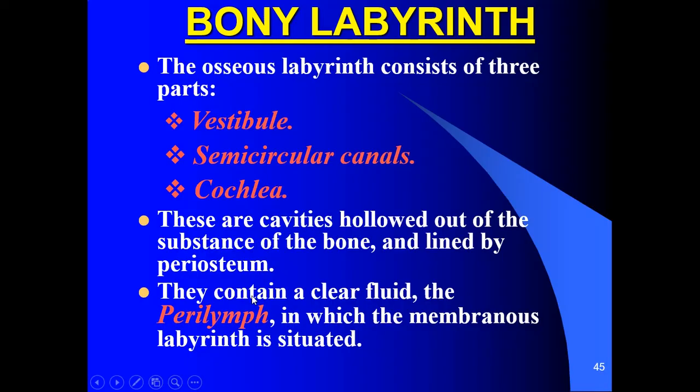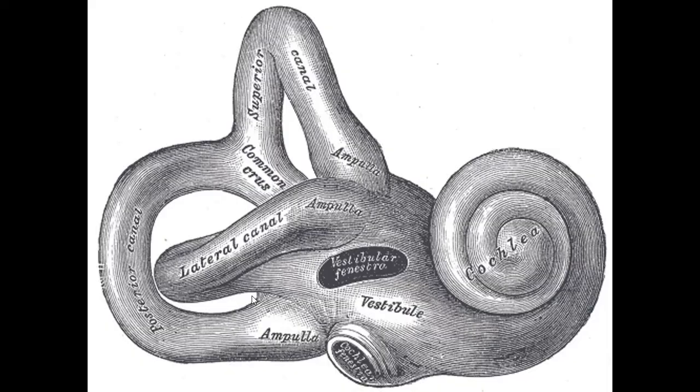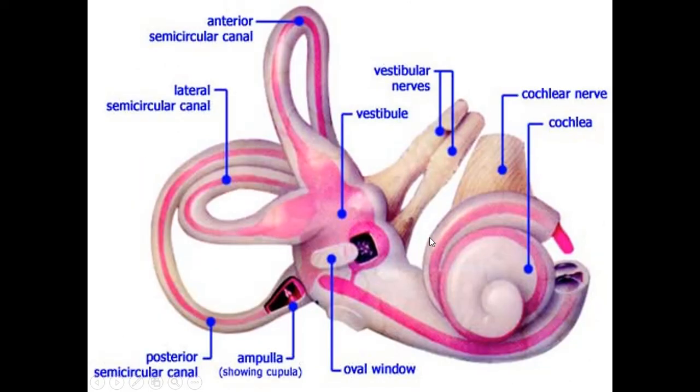The bony labyrinth is the osseous labyrinth and consists of three parts: the vestibule, semicircular canals, and cochlea. These are cavities hollowed out of the substance of the bone and lined by periosteum. They contain a clear fluid, the perilymph, in which the membranous labyrinth is situated. The cochlea, the vestibule, and the semicircular canals: the lateral, posterior, and superior semicircular canals. Within the bony canal is the membranous labyrinth: the cochlear duct, the saccule, utricle, and semicircular ducts.